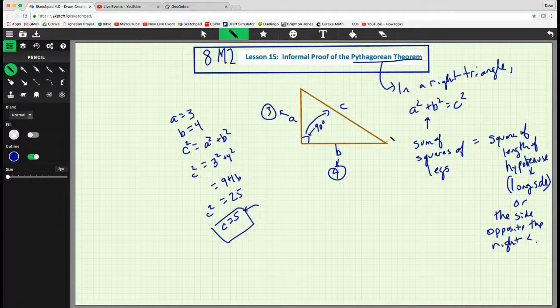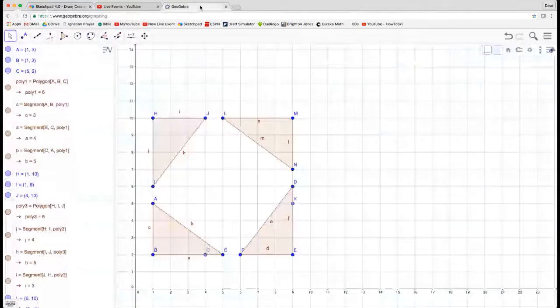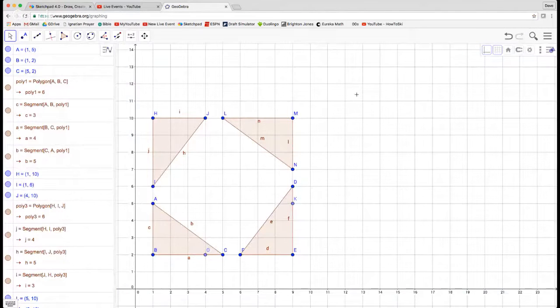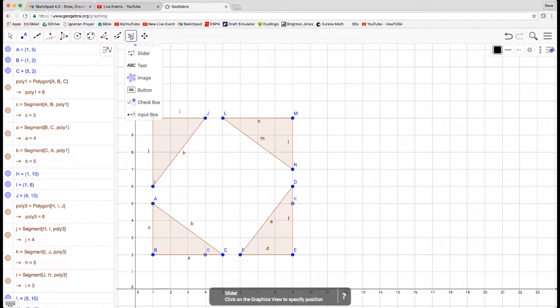So let's prove why this is true. At least informally, we're going to prove that this is true. So this gets maybe a little bit difficult, but bear with me. I'll try and go slow, try and show you each point. Now, the first thing that we're going to look at, I'm going to do this in GeoGebra because I think that the shapes are just going to be a little neater and easier to see. Some things are a little bit harder to show.